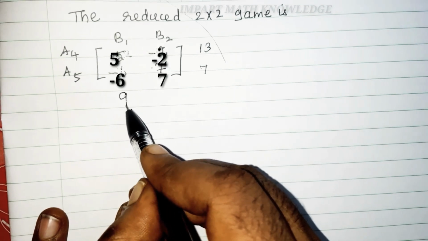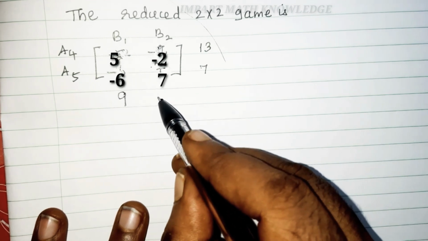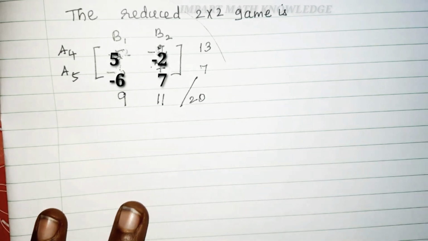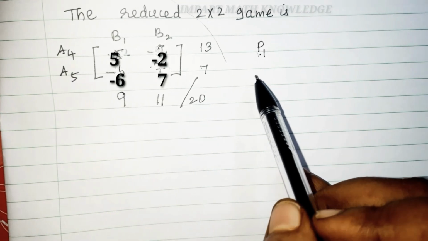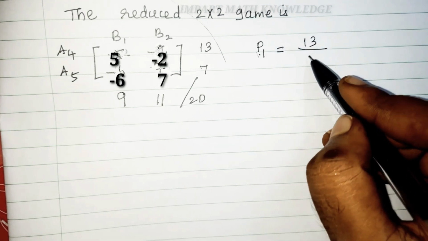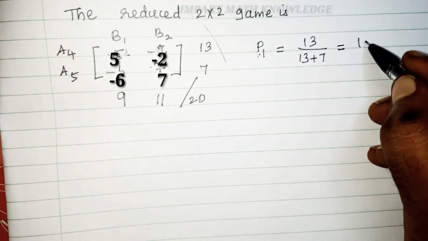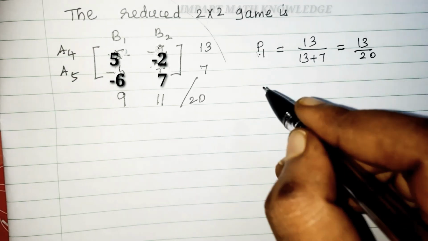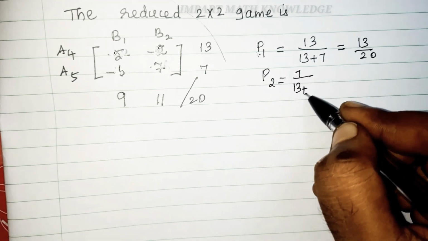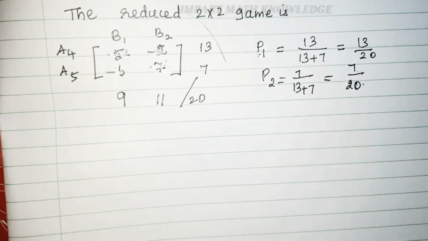You write across the first column. 5 minus of minus 6 is 11. You write across here. The total is 20. P1 and P2 are the probabilities of strategy for player A. P1 is equal to 13 divided by 13 plus 7, given value divided by total, that is 13 divided by 20. And P2 is equal to 7 divided by 13 plus 7, that is 7 divided by 20.